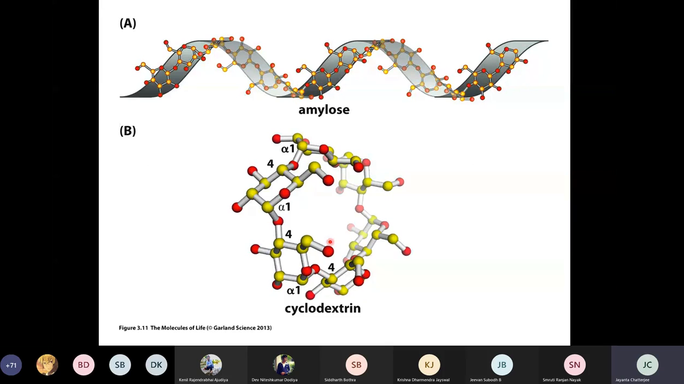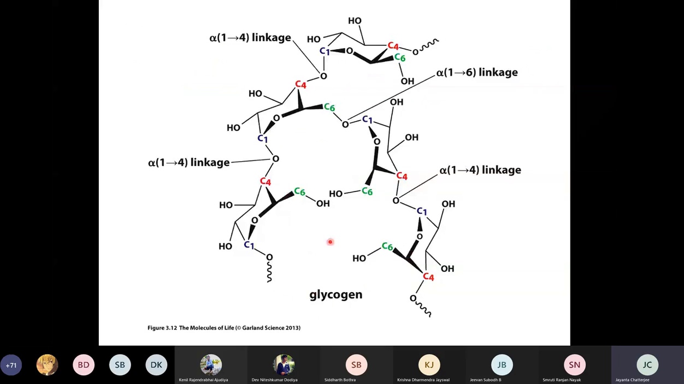Okay. All right. So just like cyclodextrin or amylose, glucose also forms polymers which are called glycogen. Probably most of you are aware of glycogen. Those of you who are not, it's a storage form of glucose, right? And glycogen has two different things in it.